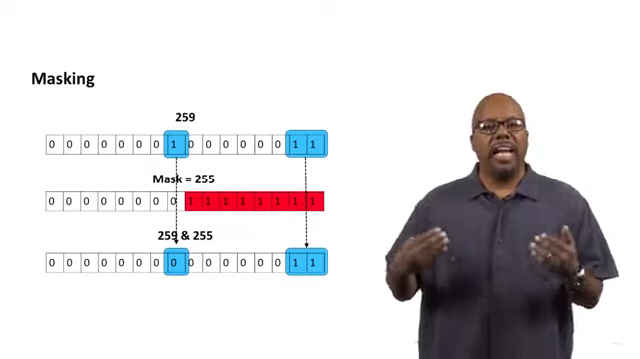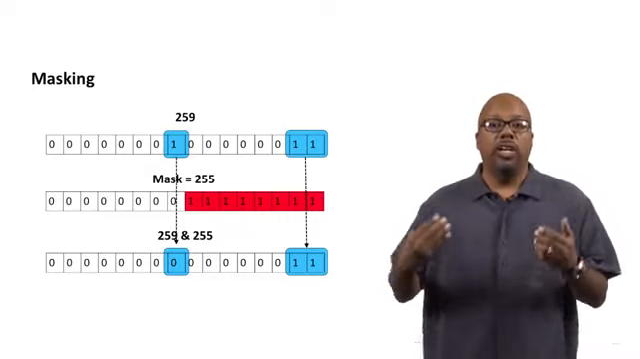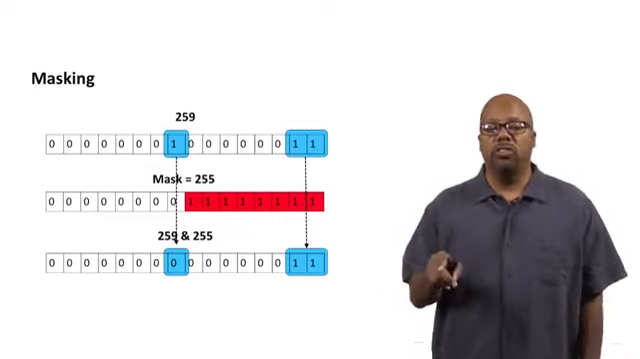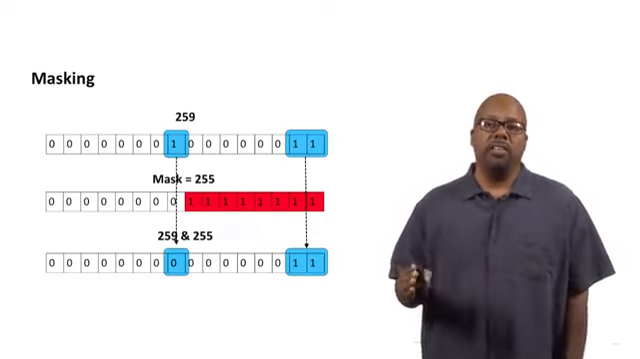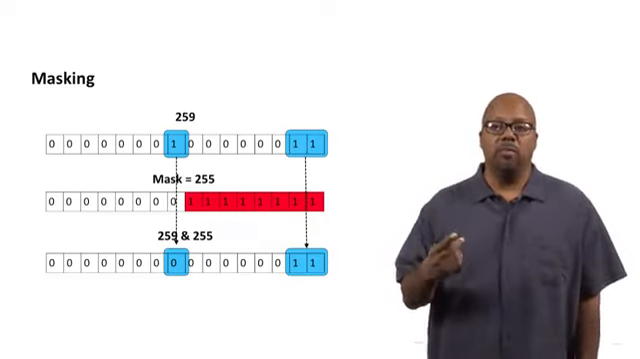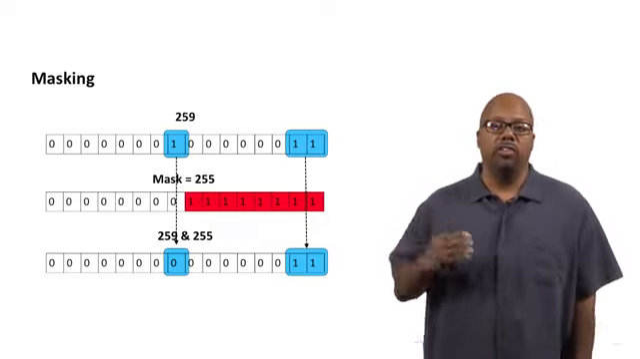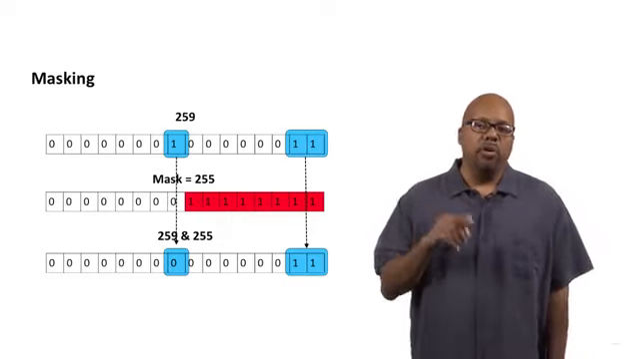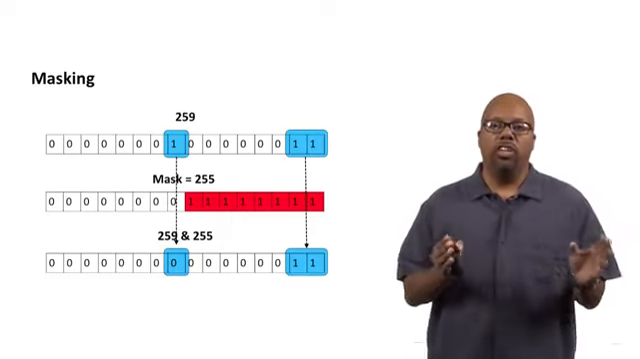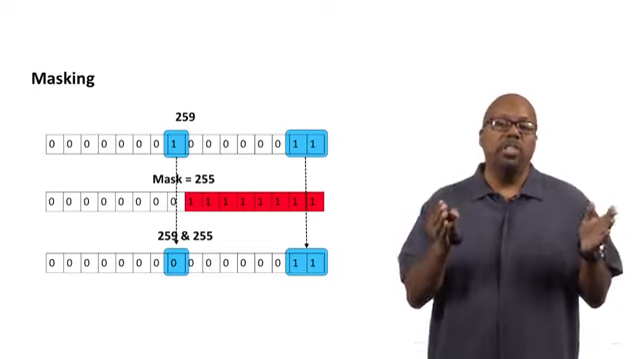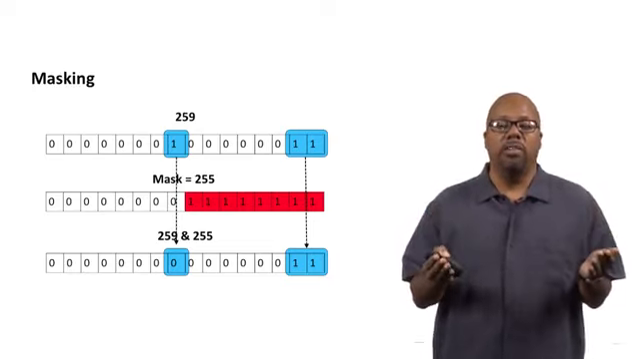When you take a number and bitwise AND it with ones, you get that same number back. So you'll notice in the result at the bottom, the least significant 8 bits are exactly the same as the least significant 8 bits of the number 259 that we're interested in. Now, the most significant bits of the mask are all zeros. So we're ANDing the most significant bits of 259 with the most significant bits of the mask.